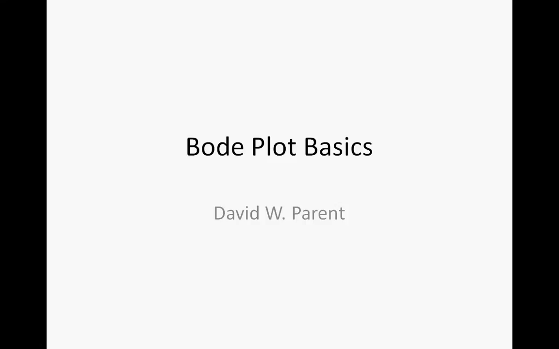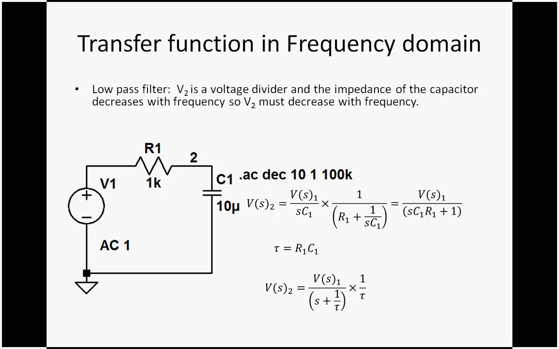Bode plot basics. First, we'll do the transfer function in the frequency domain. This is a low-pass filter. We can see that at node 2, we have a voltage divider and that the impedance of the capacitor decreases with frequency, so V2 must decrease with frequency. And we can write that out in this form.